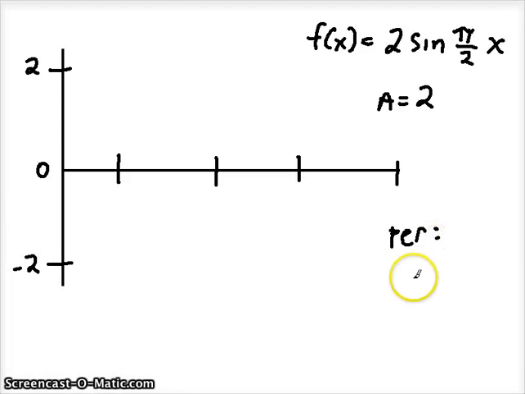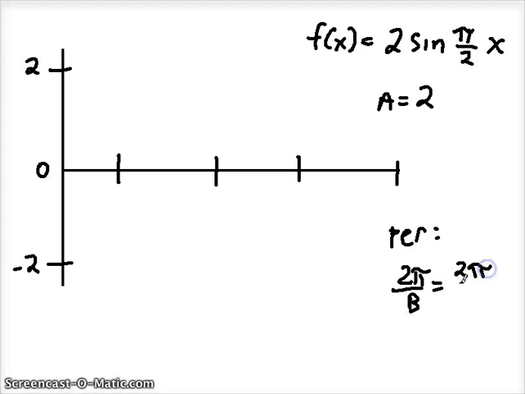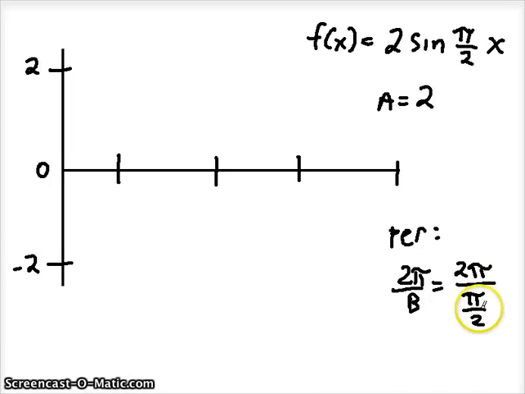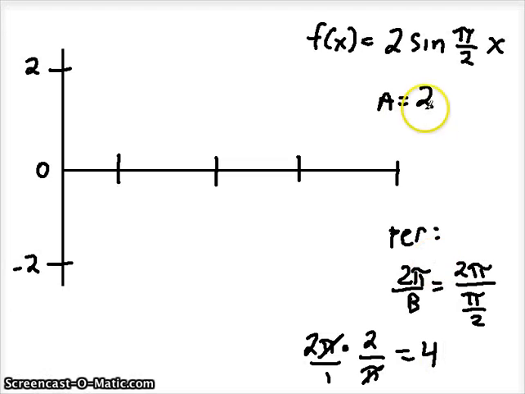Let's figure out the period length. 2 pi over b. So this time b is pi over 2. So now I got to remember how to divide fractions. I need to multiply by the reciprocal. So I'm flipping and multiplying. This time the pi's will reduce, and so my period length is 4. So I put the full cycle period at the end of my graph. There's 4. I'm going to take a quarter of 4, which is just 1, half of 4, which is 2, and 3/4 of 4, which is 3.